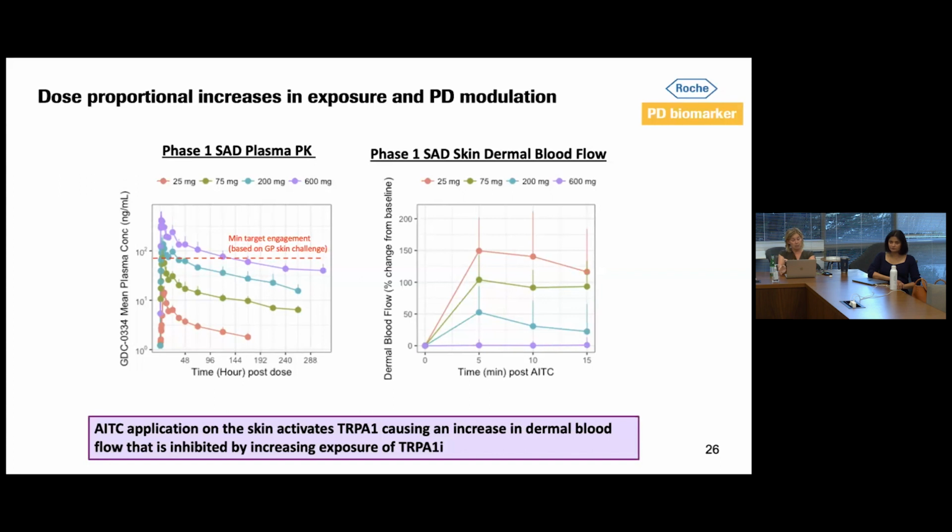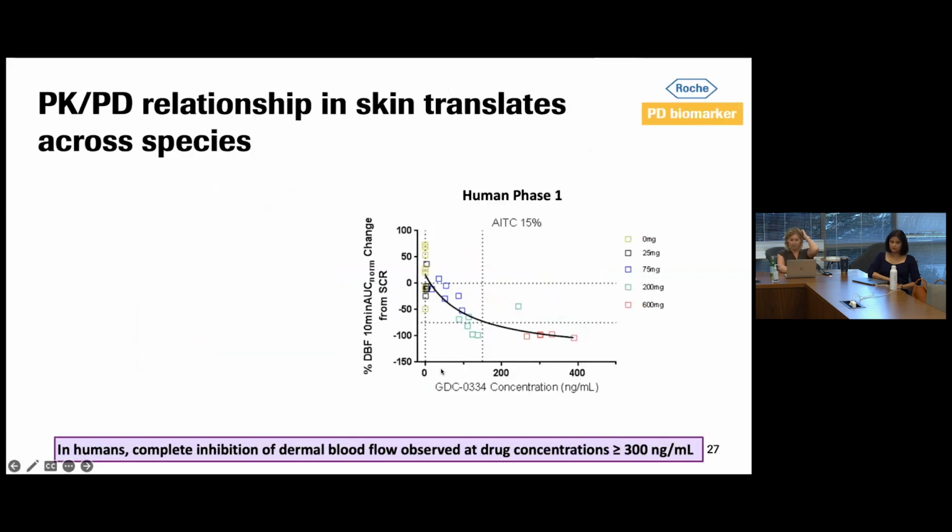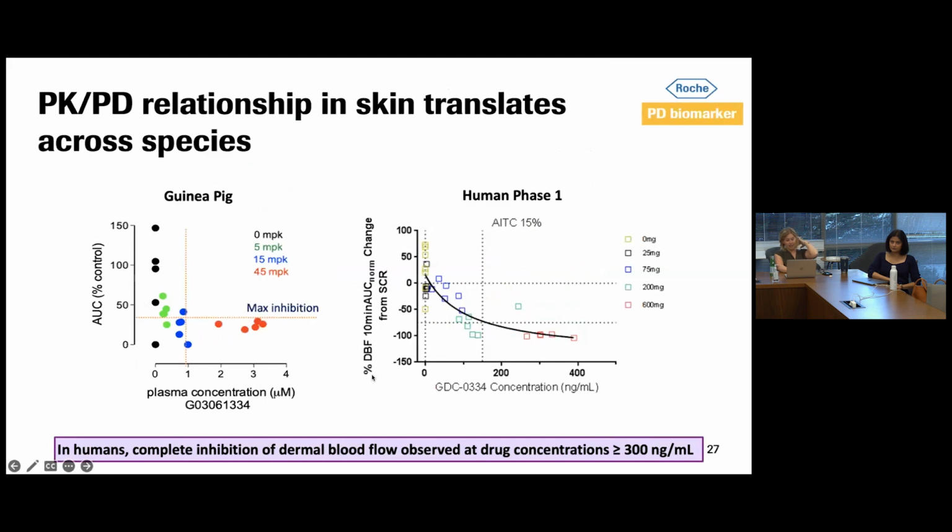Now, the key question in phase 2 is, how does this skin translate to the lung? And what can we measure in the lung? We're doing those studies right now. I don't have any data to share with you on that one. I did actually share that we did it in preclinical animals.